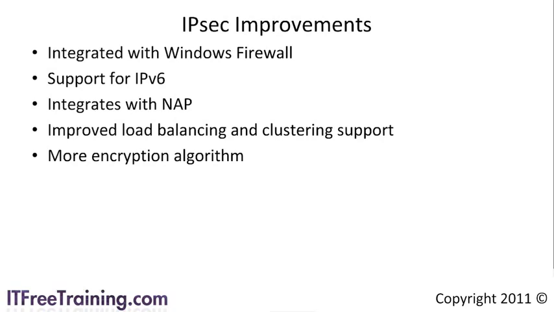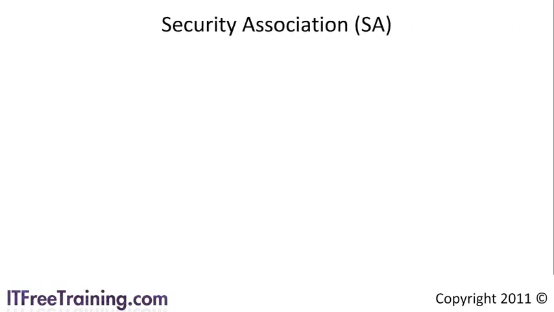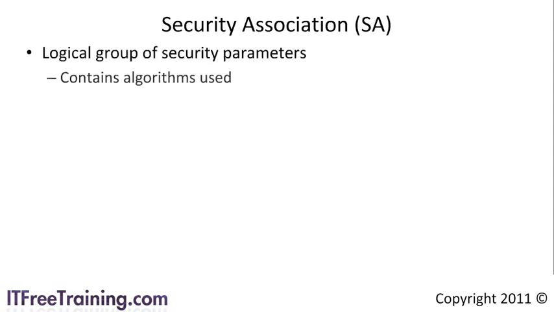When dealing with IPsec, you may see the term Security Association, or SA, appear from time to time. An SA is simply a logical group of security parameters, for example, the algorithms used. Windows will have certain algorithms enabled by default, but you can add more. You will find that if you are trying to connect to a device, for example, a VPN device, that device will also support certain algorithms. The two devices will negotiate with each other and agree on the algorithms to use.